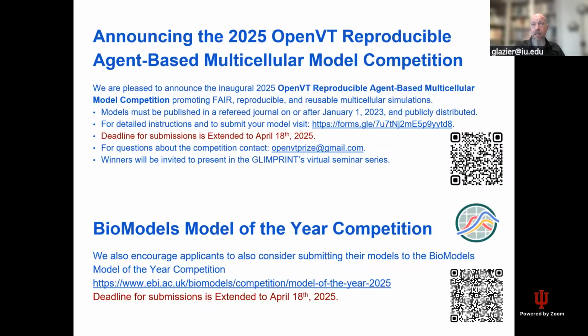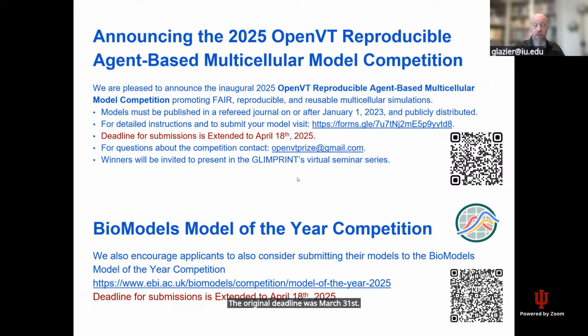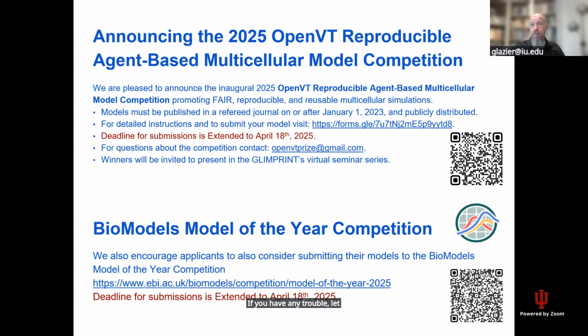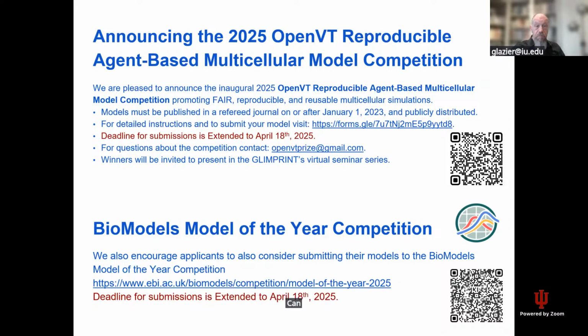We have the 2025 Open VT Reproducible Agent-Based Multicellular Modeling Competition. As usual with these things, we're extending the deadline. The original deadline was March 31st. We're extending the deadline to April 18th. If you would like to submit, you can send an email to openvtprize@gmail.com. There's also a QR code here that will take you to it. If you have any trouble, let us know. Any paper with multicellular modeling in it that was published after January 1st, 2023, and where the code for the simulations has been made publicly available is eligible. You can use any framework or no framework.